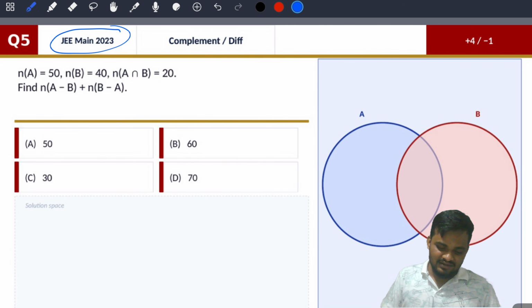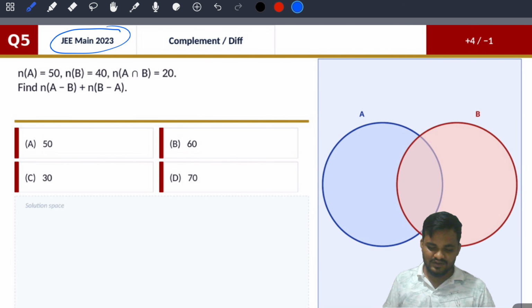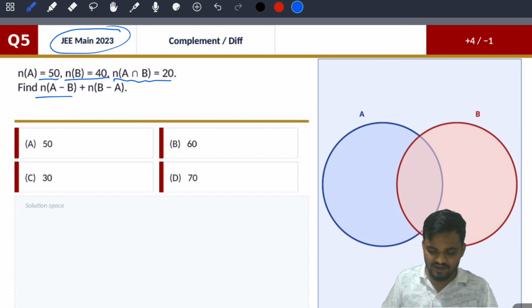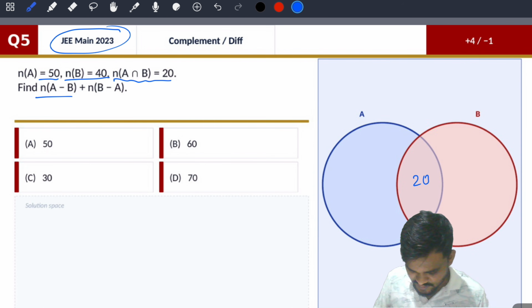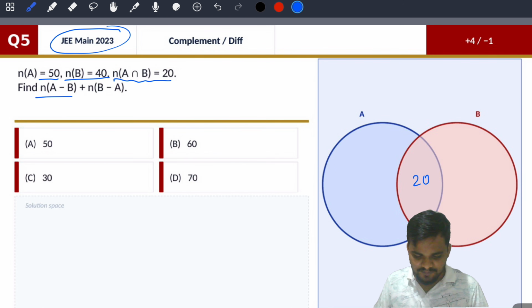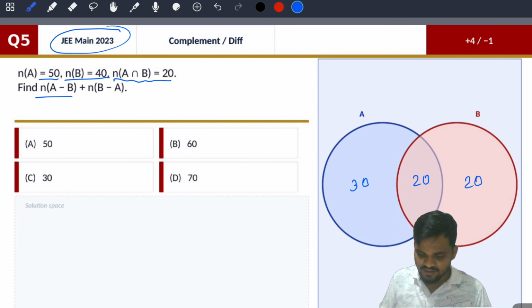Now, JEE Main 2023. The question is talking about the number of elements in A is 50, the number of elements in B is 40, the number of elements in A intersection B is 20. Then you have to find the number of elements in A minus B and the number of elements in B minus A. Do the same thing. Fill the innermost. This becomes 20. Then given B is equal to 40. Already 20 is done. 40 minus 20 becomes 20. A is 50. 50 minus 20 becomes 30.